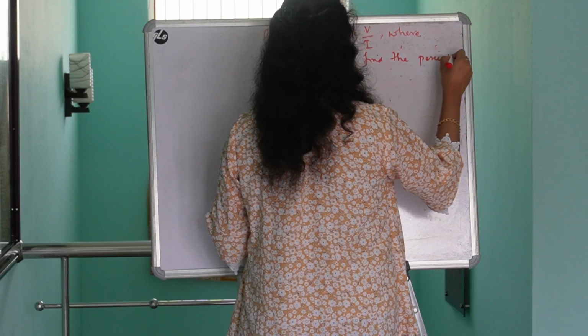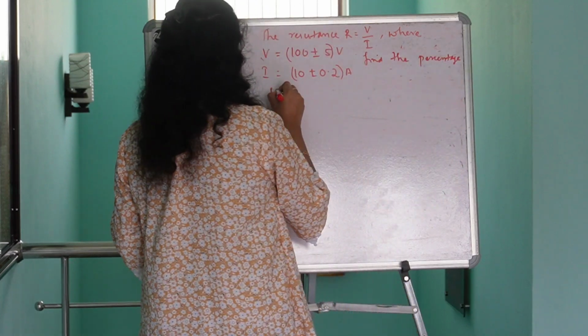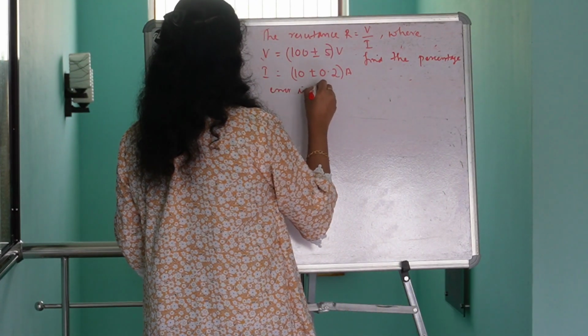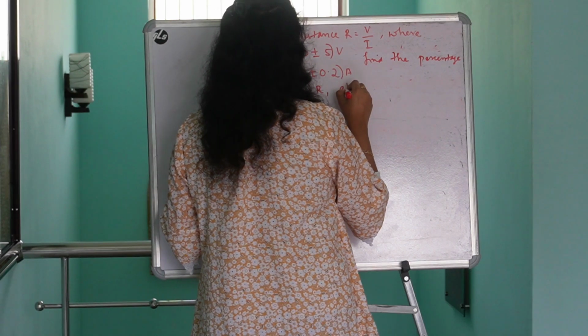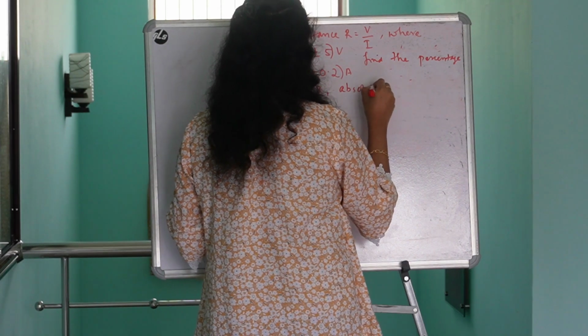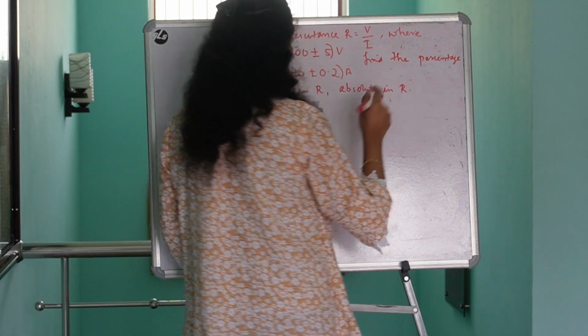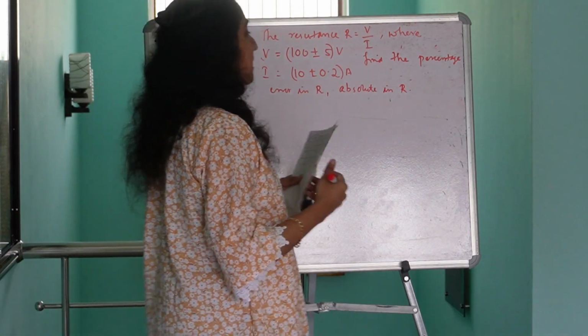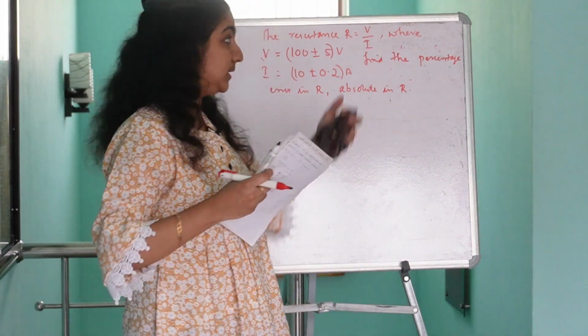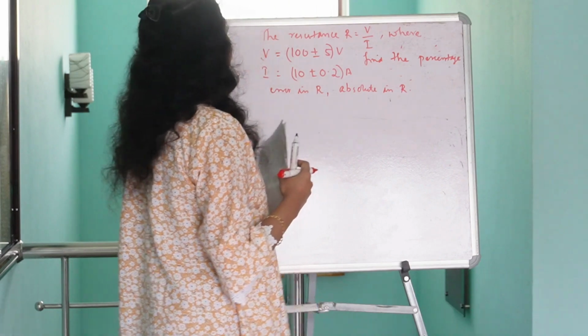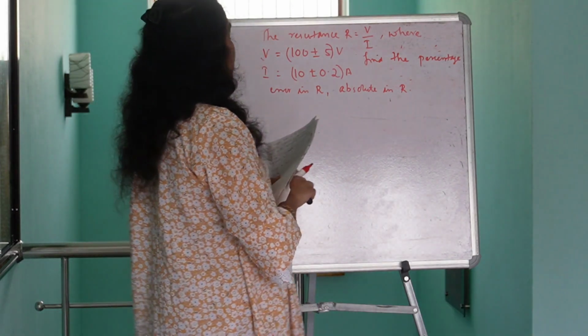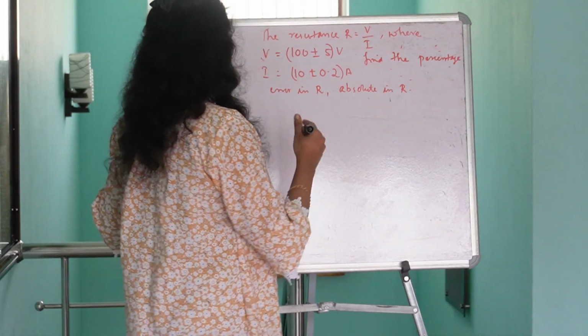Find the percentage error in R and find the absolute error in R. R is nothing but resistance. Here you are given two values.